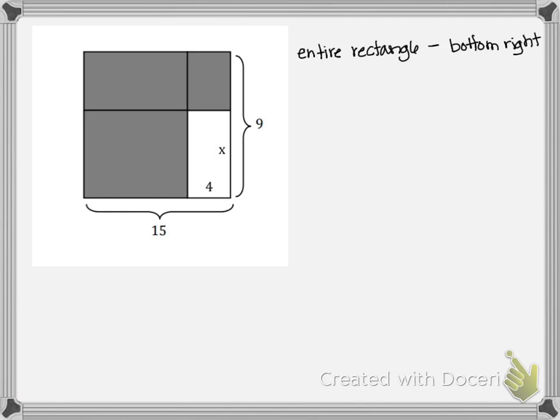So for the entire rectangle, there's a length and a width. So what's the length of that entire rectangle? That's from here to here. 15. Yep. And then the width is from here to here, which is 9. Good.